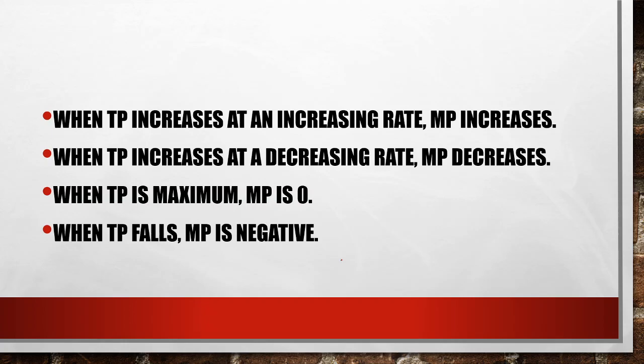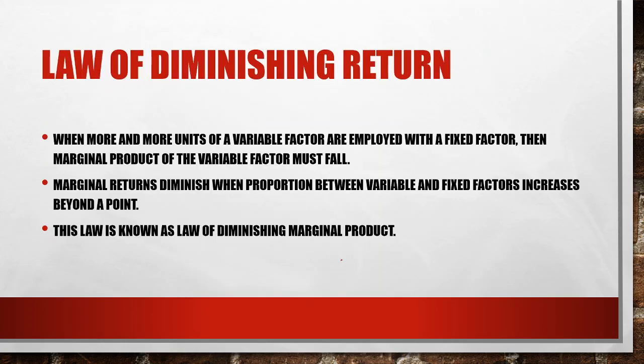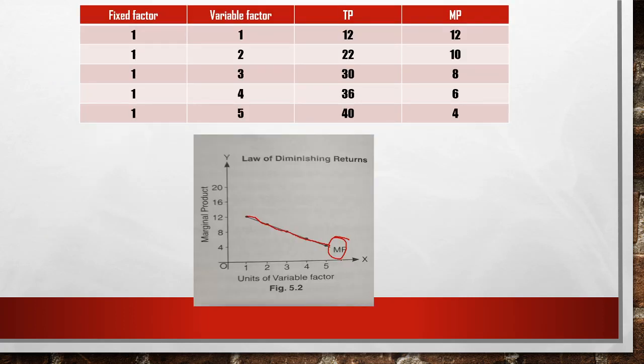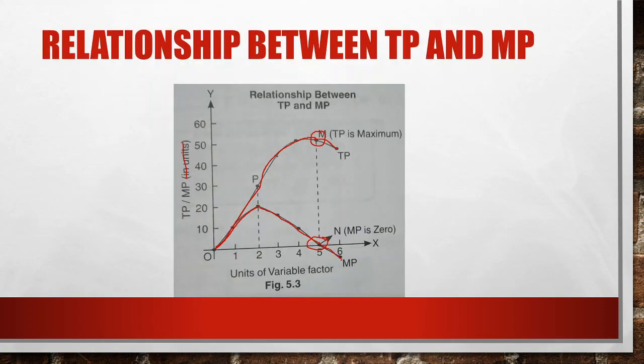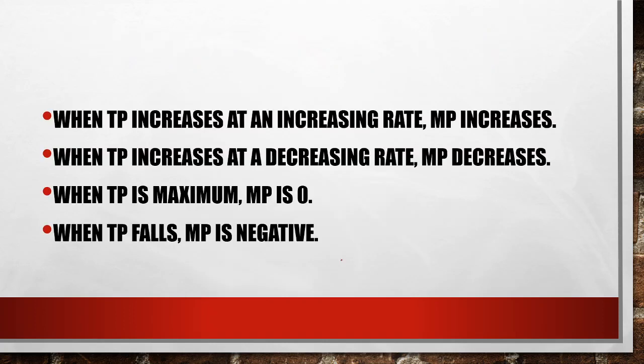Students, this is all about today's class. What we have discussed today is the law of diminishing return, which I have explained with the help of a table and diagram, and the relationship between TP and MP. If you can draw the diagram correctly, you can easily write the points, starting from TP increases at an increasing rate, then TP increases at a decreasing rate, then TP becomes maximum, and then TP falls. You will get 4 points in the relationship between TP and MP.